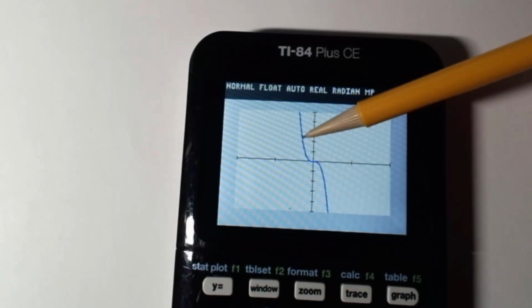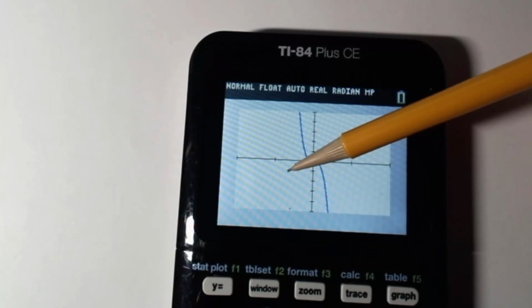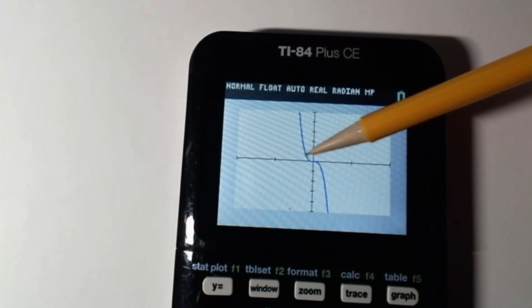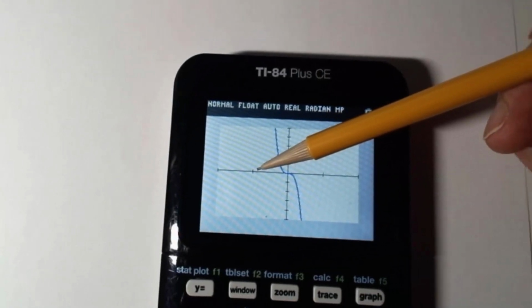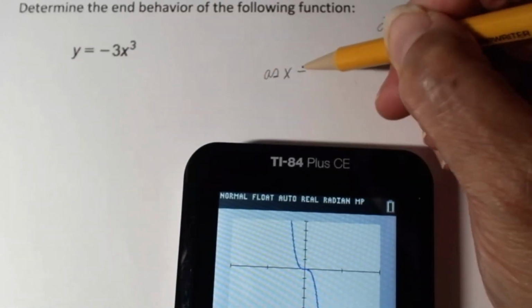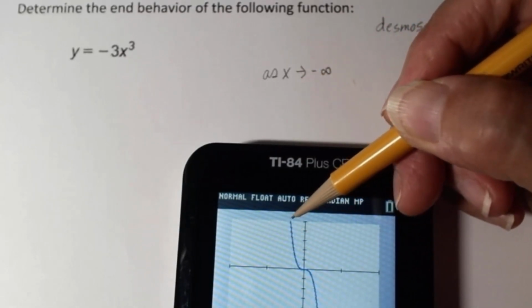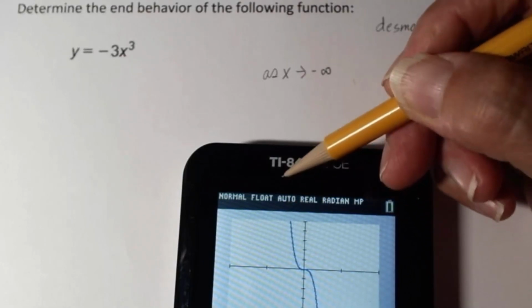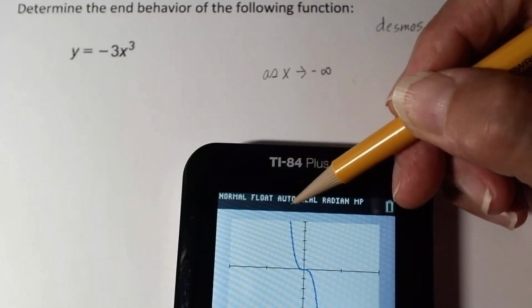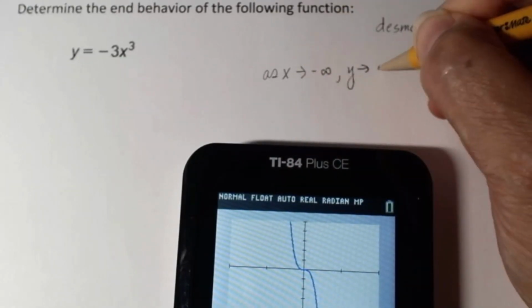And so how we describe this is we say as x approaches negative infinity. So notice how we are going to look at the left side of the graph, and our x's are getting more and more negative there, right? As x approaches negative infinity on this end of the graph, what's happening to the graph? Well, it's pointing up, isn't it? So our y values are getting bigger and bigger. And so we say that y approaches infinity, and we write it just like that.